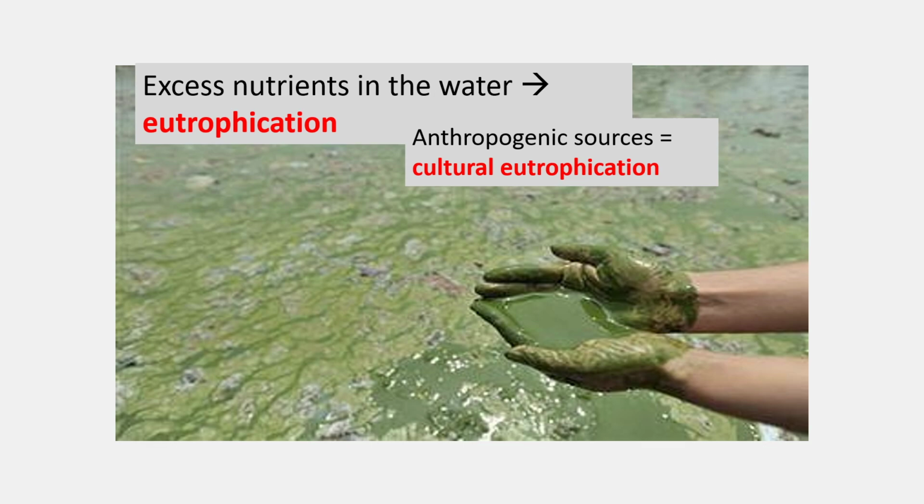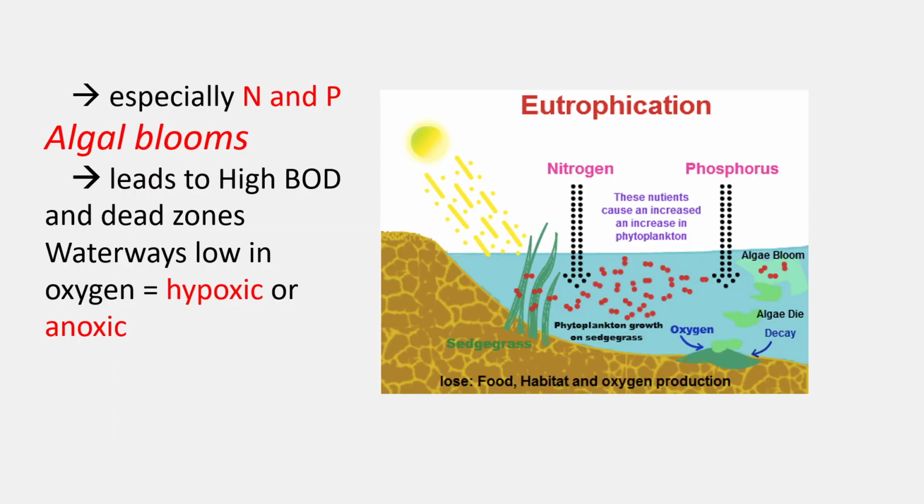All right, so just a reminder, we've been talking about eutrophication a lot this year. It's kind of been an ongoing theme, but essentially when you get excess nutrients in the water, specifically nitrogen and phosphorus, you get eutrophication. If this is caused by anthropogenic sources, such as runoff from fertilizers, we call it cultural eutrophication. So if it's human caused, it's cultural. If it's not human caused, it's just natural eutrophication.